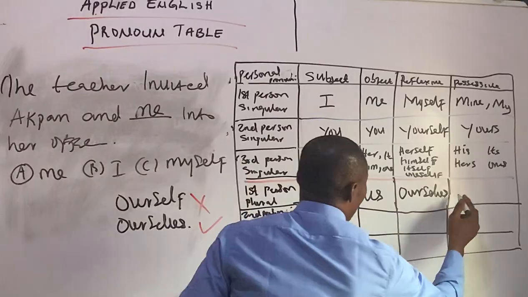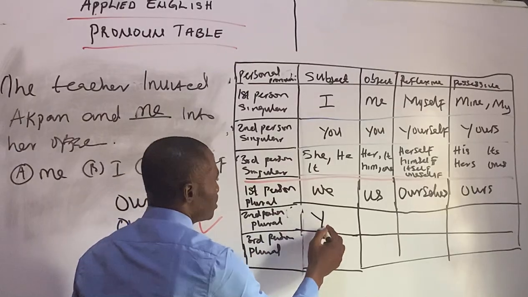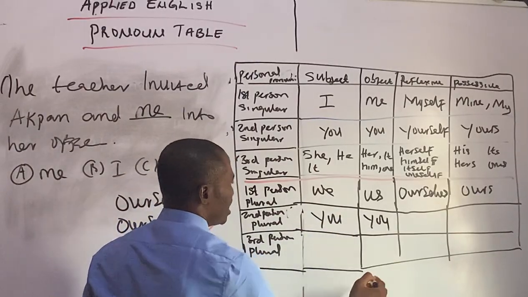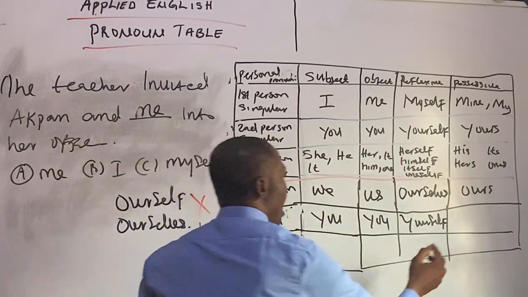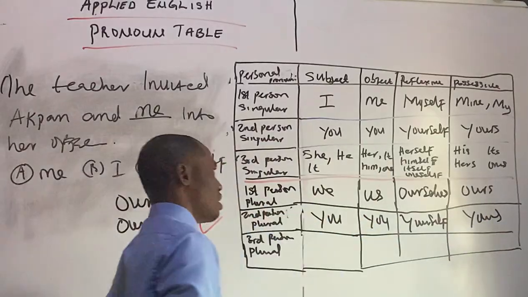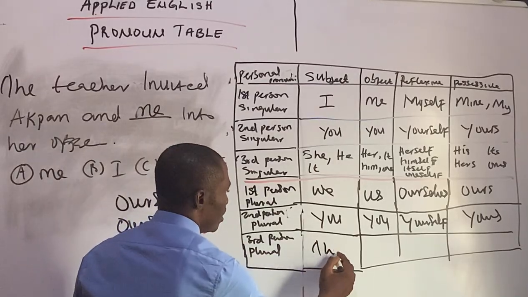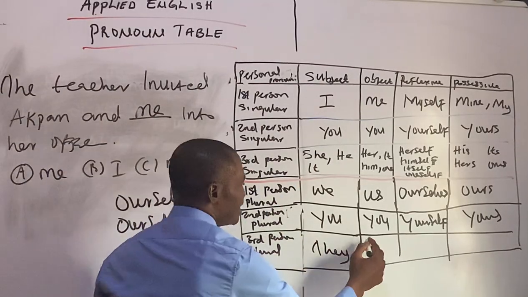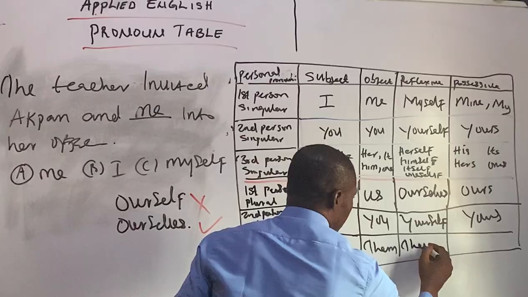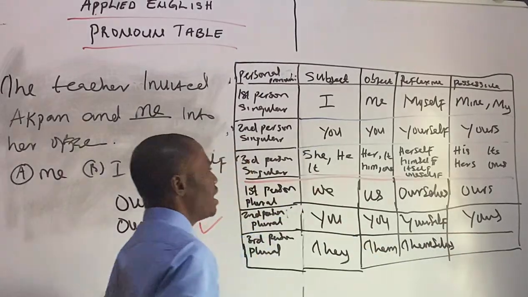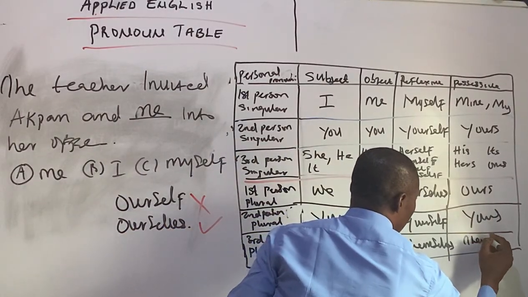Now, at the possessive level, you use ours. Okay? Now, the second person plural remains you at the subject level, you at the object level, yourselves at the reflexive level, and yours at the possessive level. Now, for the third person plural, for the subject, you use they. At the object level, you use them. Then at the reflexive level, you use themselves. Then at the possessive level, you use their or theirs.